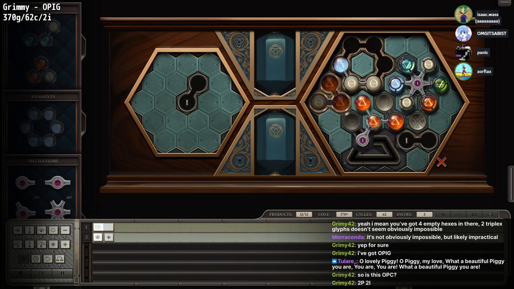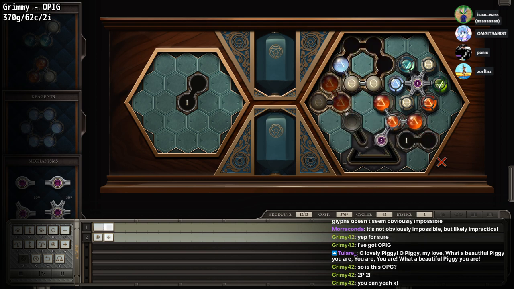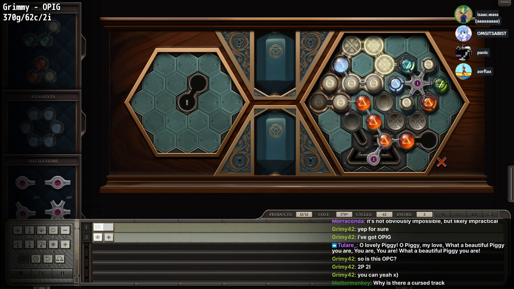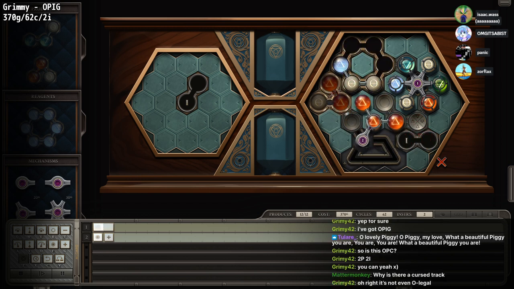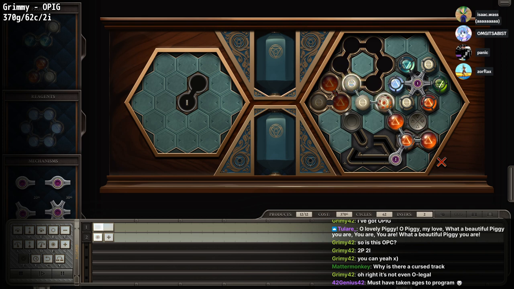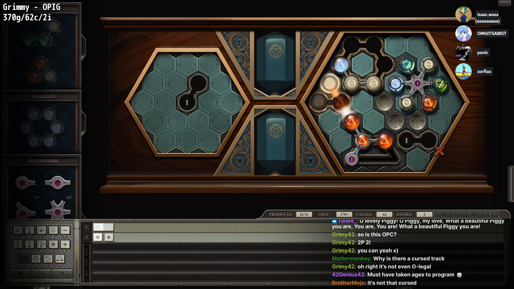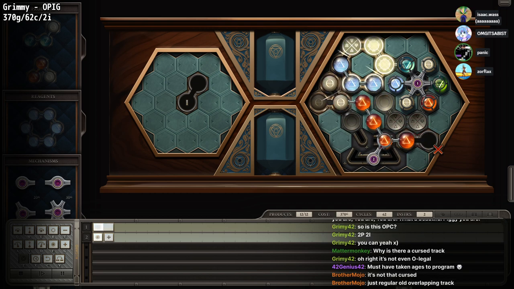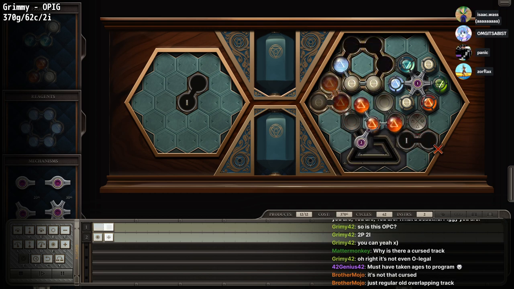Yeah, Grimmy, my solve would not be considered OPIG or OPC because I'm using quantum and intersecting track. And yeah, it's more than just overlap. I can convert it back to a normal overlap solve, but I do not recall off the top of my head what the cycles would be. It may be faster, though, because it would be R6. Yeah, it's not illegal.